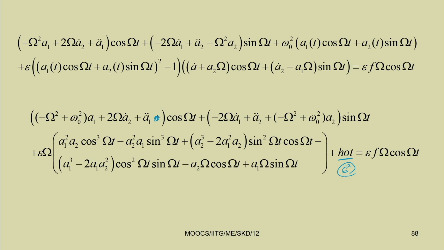So, we have written the terms with constant plus epsilon, that is epsilon to the power 0 term and epsilon, and we have taken epsilon square and higher as the higher order terms, equal to epsilon f omega cos omega t. As right hand side we have a term with only epsilon order. So, in the left hand side also we have kept the term with this epsilon order up to epsilon.